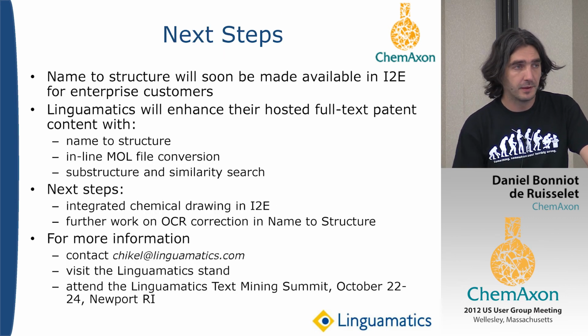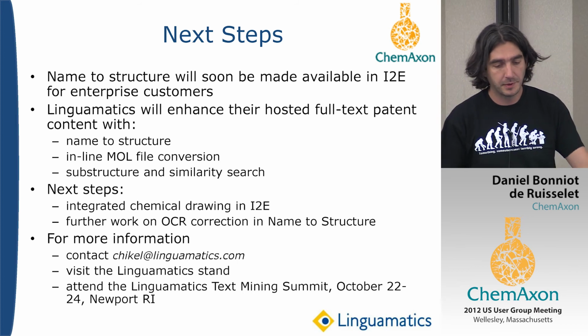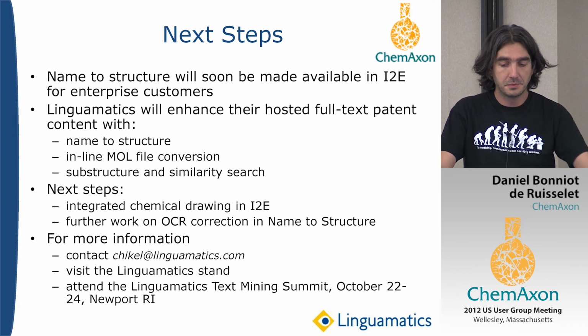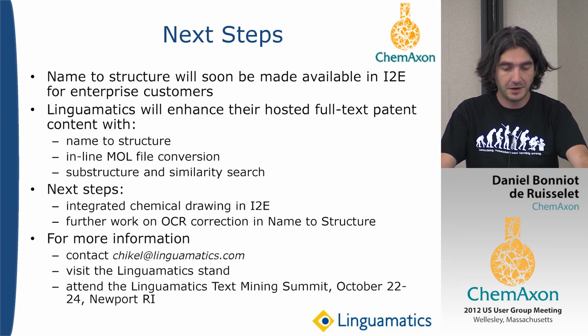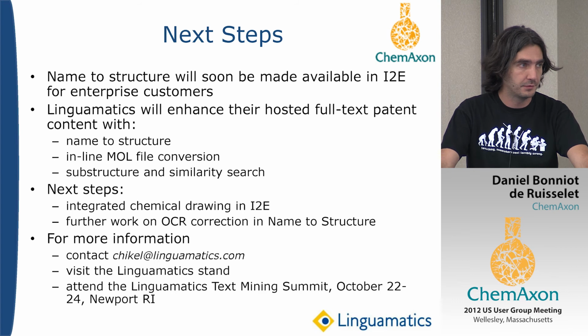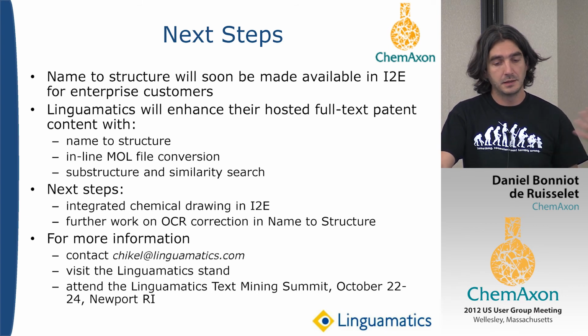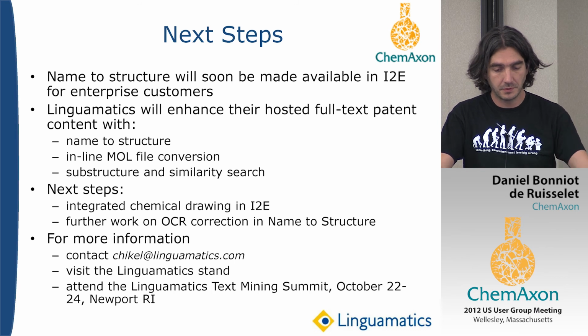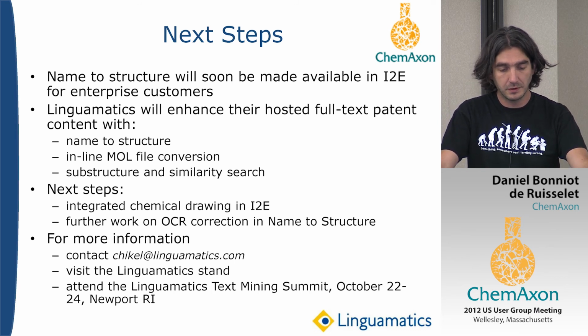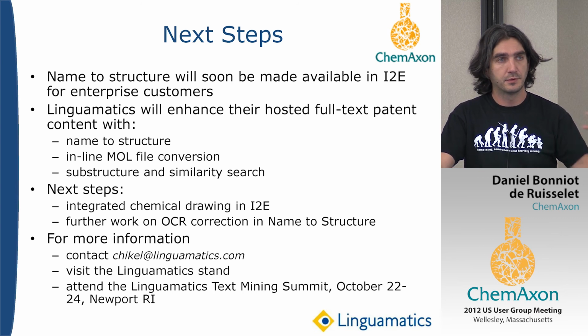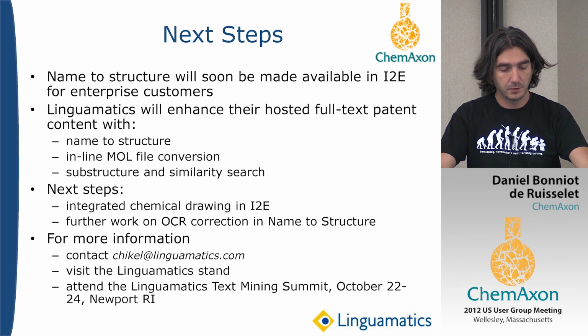So the next steps in this collaboration between ChemAxon and Linguamatics: Linguamatics is working hard to release the first version of I2E, which will have the name to structure. They have an enterprise version and a hosted version. They index the patents in the on-demand version, so you can get access to the structures. They are converted from name to structure, from mole file conversion, so you don't have to install it yourself. It's on demand, it's hosted, and you can do substructure and similarity search.